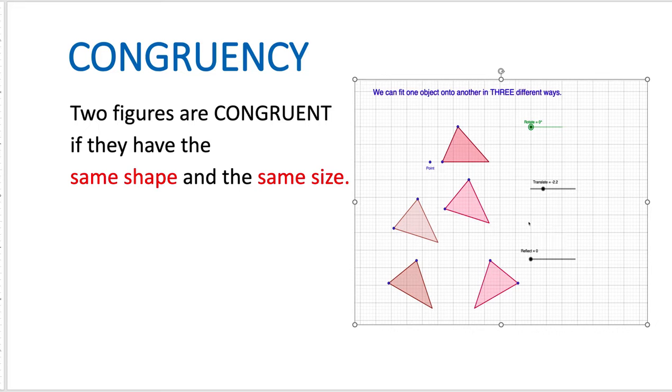In the second example, the triangles are in the correct orientation. Therefore, to fit the triangle, we need to translate one triangle onto the other. In the last example, the two triangles are mirror images of each other. Therefore, to fit the triangle, we need to flip it or reflect it.